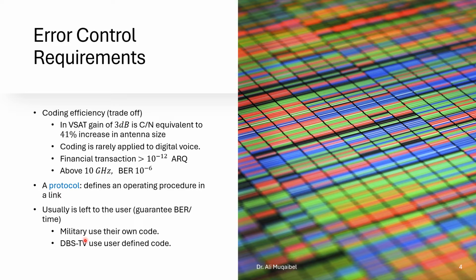And this includes military use. For example, the military application satellite would use their own code to guarantee the accuracy. This is not for encryption, just to guarantee the accuracy for a given time. And also, for example, the digital broadcast satellite TV use user-defined code. You can have your own code with the channel that transmits. So these are some of the important information I'd like to recall before we go into some technical stuff.